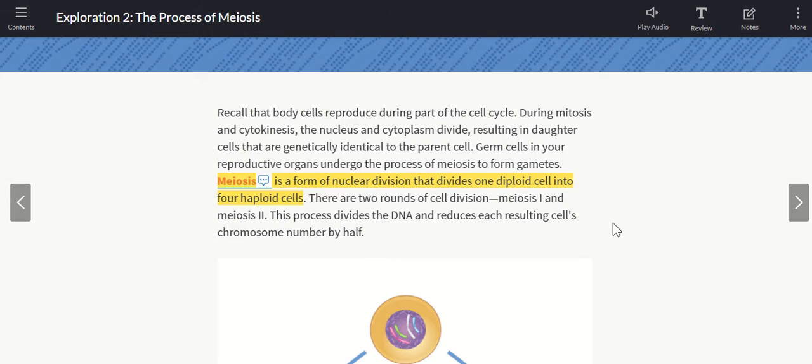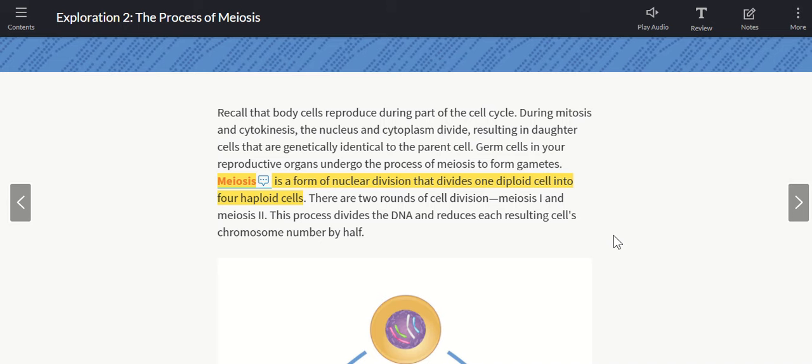Now, meiosis, as a definition, is a form of nuclear division that divides one diploid cell into 4 haploid cells. If you remember some vocabulary, diploid is where we have 2 complete copies of our DNA. In humans, that means 23 pairs or 46 total. And then haploid is what we have when there is half of the DNA, or just 23 total chromosomes, 1 of each. There are no pairs in those haploid cells.